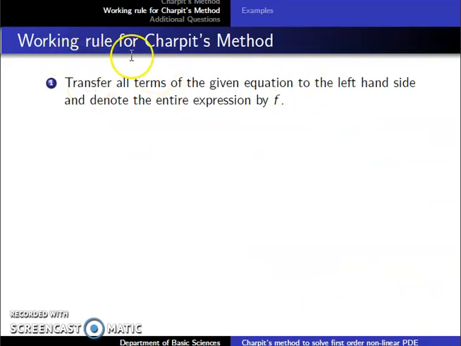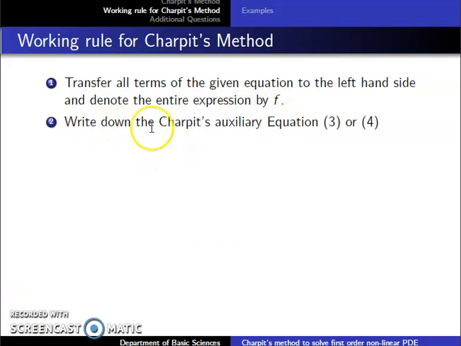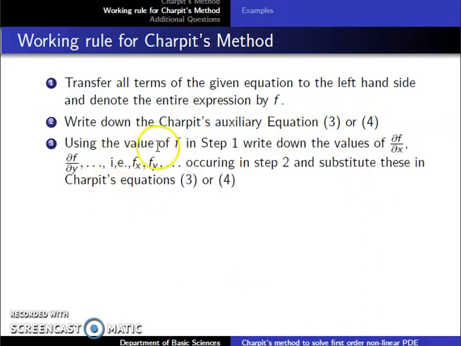Let us see the working rule for Charpit's method. Step 1 is to transfer all terms of the given equation to the left hand side and denote the entire expression by f. Step 2, write down the Charpit's auxiliary equations 3 or 4. Using the value of f in step 1, write down the values of dou f by dou x, dou f by dou y, etc. That is fx, fy, etc. occurring in the Charpit's auxiliary equation, and substitute these in Charpit's equations 3 and 4.